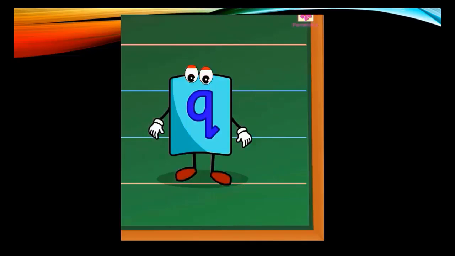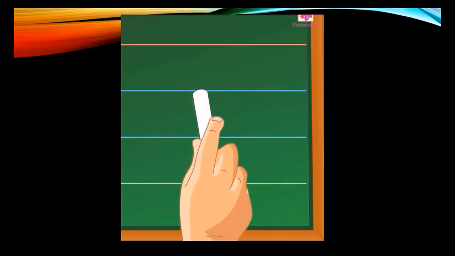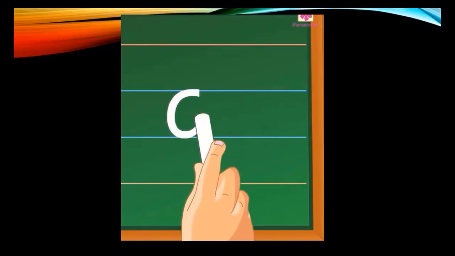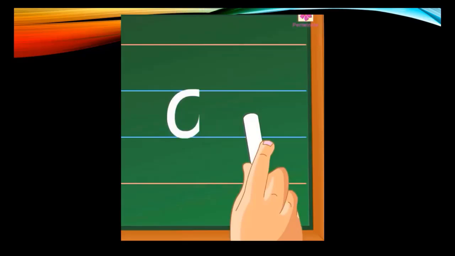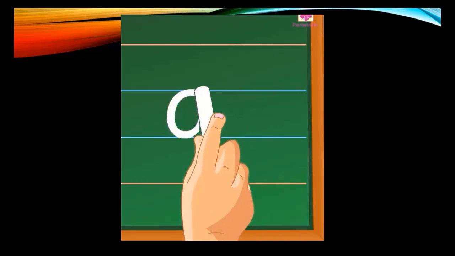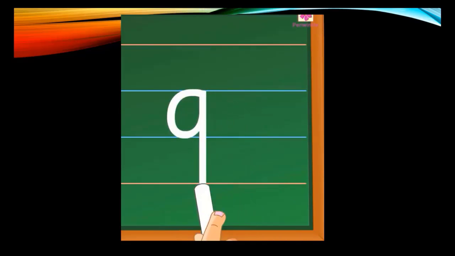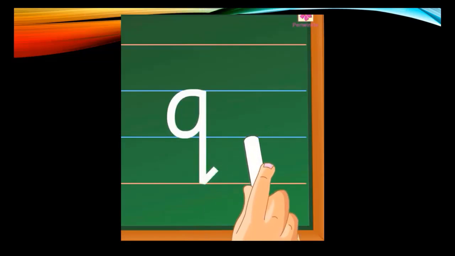Now let's see how to write letter Q. Go to the upper grass line and make a semicircle. Then go to the upper grass line again and make a line all the way to the root line and make a small T. Qu.